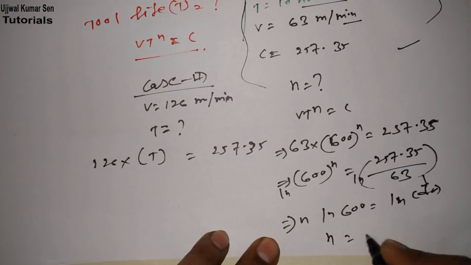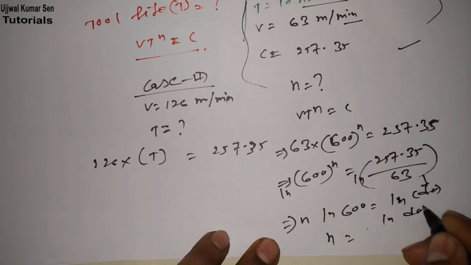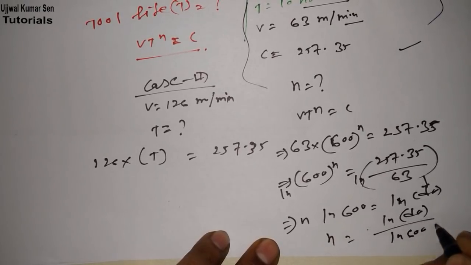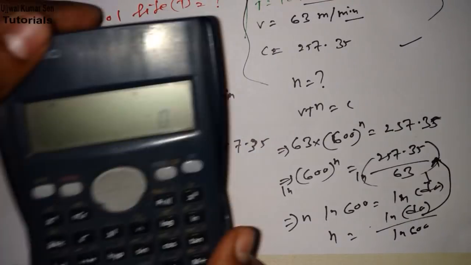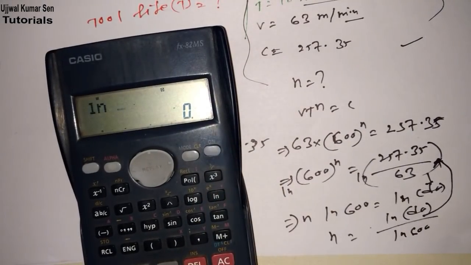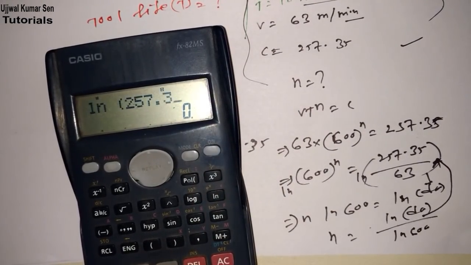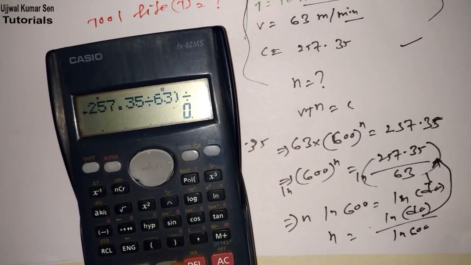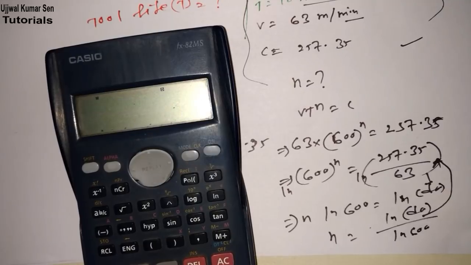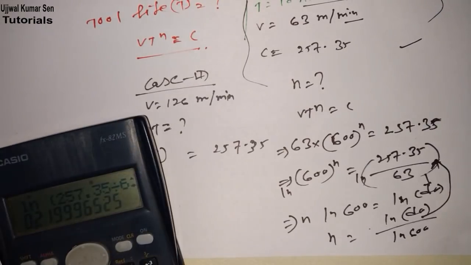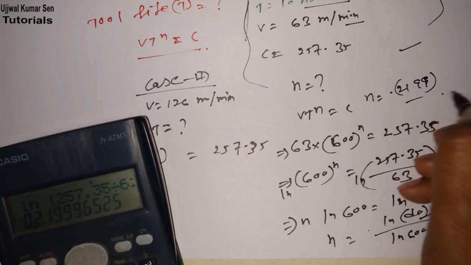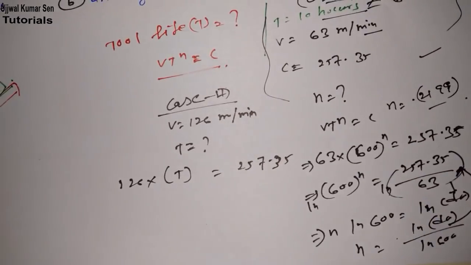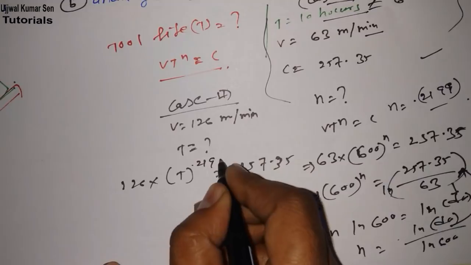So n is equal to the natural log of 257.35 divided by 63, divided by the natural log of 600. We are getting n is equal to 0.2199. This is what we get, so I can write here 0.2199.